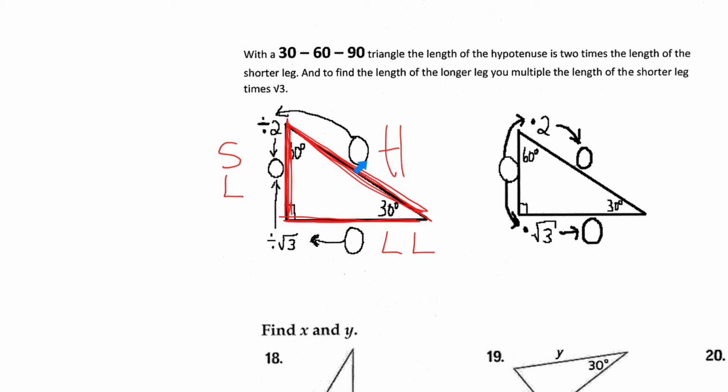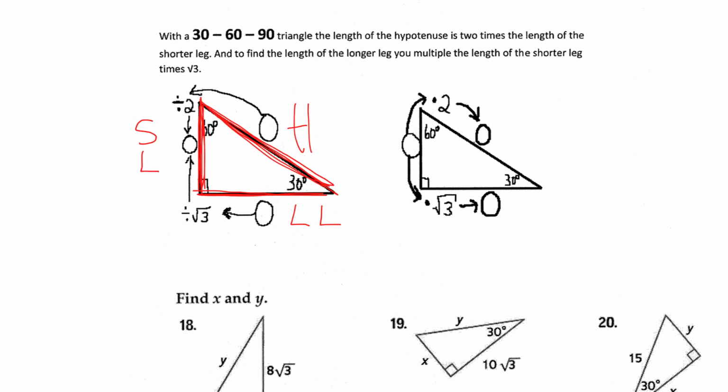So remember, if you know the hypotenuse, to find the short leg, you just divide by 2. If you know the long leg, to go from here to here and find the short leg, you divide by the square root of 3. The opposite of that is if you start with the short leg and you want to find the hypotenuse, you multiply by 2. If you know the short leg and you're looking for the long leg, you multiply by the square root of 3.